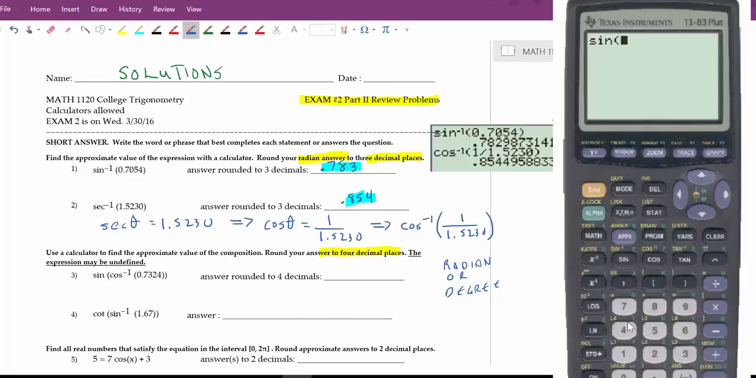So I just put it in exactly the way it is. Sine of inverse cosine of 0.7324, double up on the parentheses, and there's your answer. If we round that to 4 decimal places, we're going to get 0.6809 as the answer to that problem.